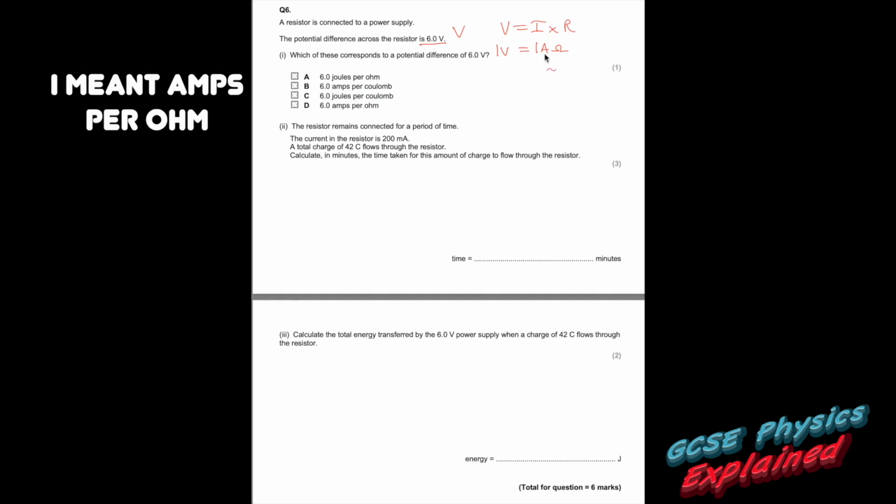Well, that's not quite the same as amps coulomb, because amps per coulomb would be current divided by resistance, and that does not equal voltage. To get voltage, you need to do current times resistance. So, do we know another equation for voltage?